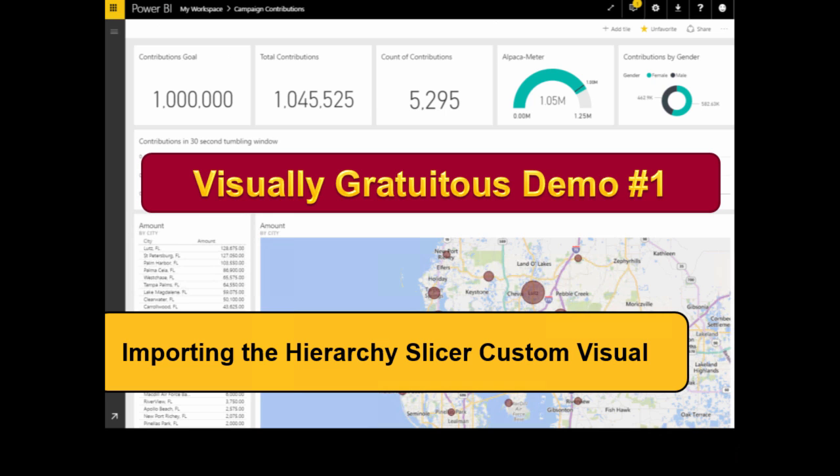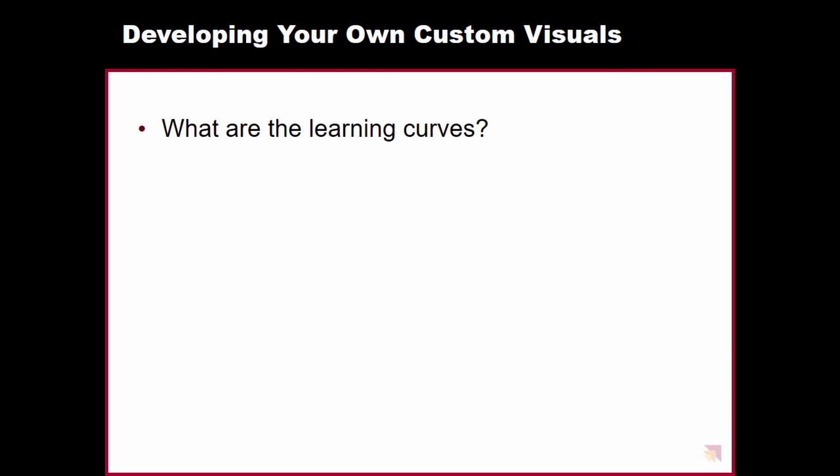Now, with the first demo, I was trying to whet your appetite. Of course, I showed you how to be a custom visual consumer. That's not what you're all about. You want to be where the action is. You want to be a custom visual author, a producer. So what are the learning curves that you're going to have to go through?